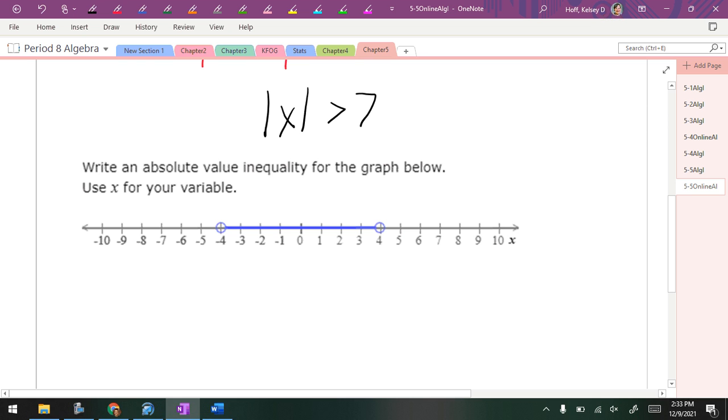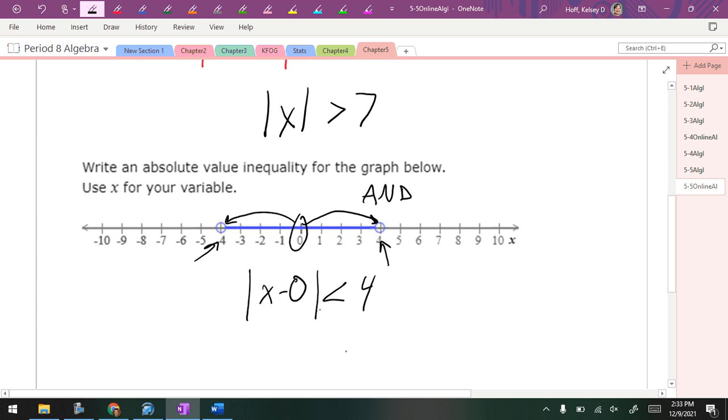But look at the next one. Right away, what do you notice? It's an and statement because it's in the middle. It's also open circles. Less than or greater than? Equal to? No. What's the middle? 0. What is the distance from the middle to the outside edge? 4. So technically you could just have the absolute value of x is less than 4.